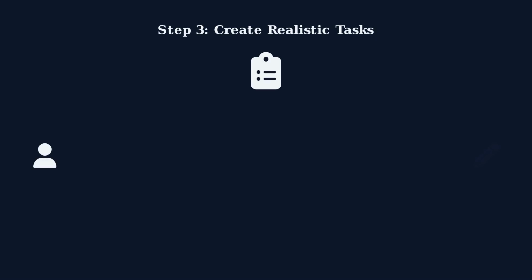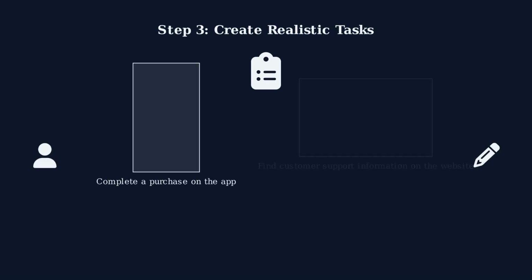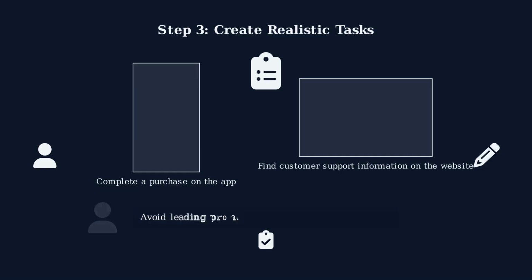With clear goals and representative users in place, the next crucial step is creating realistic tasks that mirror actual usage. Imagine Rebecca, our front-end developer persona, trying to discover new music on Spotify. Instead of vague instructions, give her specific scenarios like complete a purchase on the app or find customer support information on the website. These tasks should feel natural, letting users explore without hints. Avoid guiding them. Simply observe their experience to uncover real usability insights.